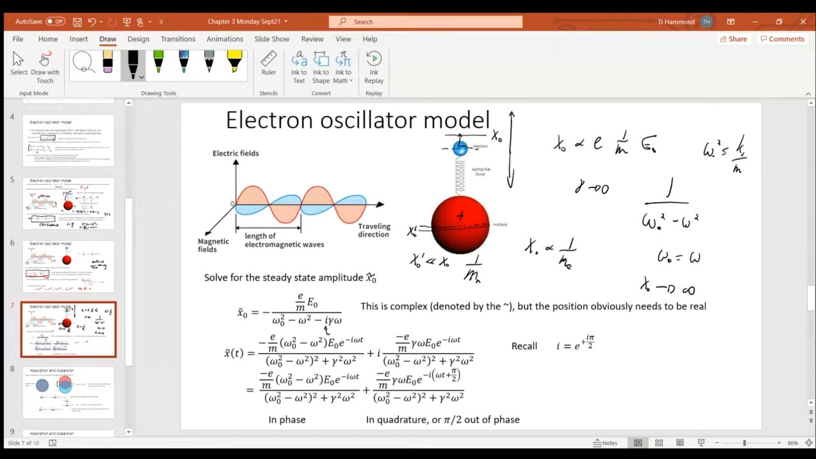Now, because this denominator is complex, we want to make that denominator real, so we multiply it by its complex conjugate. And what we get out is two terms, where one term is in phase, and by saying in phase, I mean it goes e to the minus i omega t, and we get a second term that's pi by 2 out of phase, and that's because it's e to the minus i omega t plus pi by 2, and that's because of this i here.